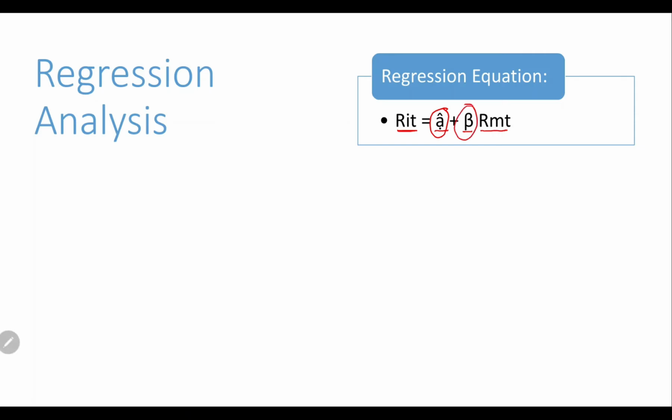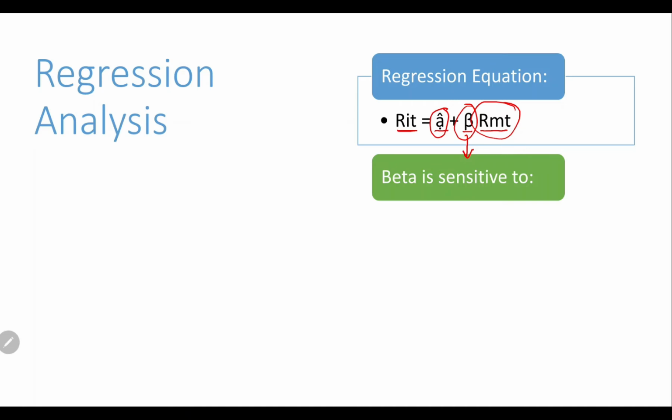This beta here is the slope of the regression line, the one that we draw on the graph when we plot the same. And RMT is the expected return on market, and this is also a variable. This term here is the estimate of beta coefficient. It is sensitive to, or depends on, three factors.